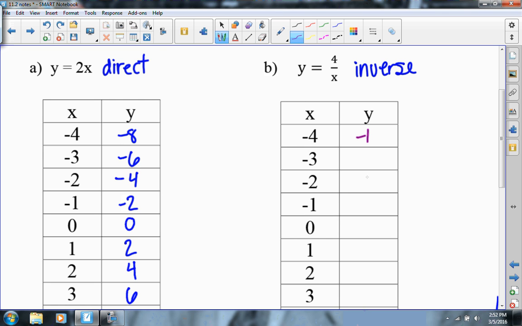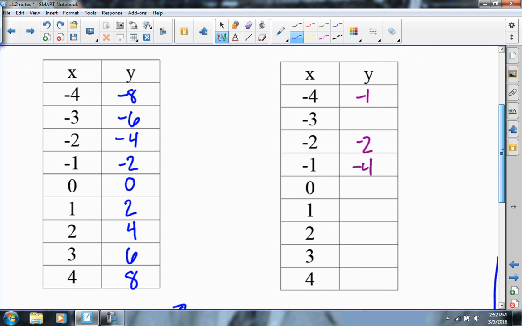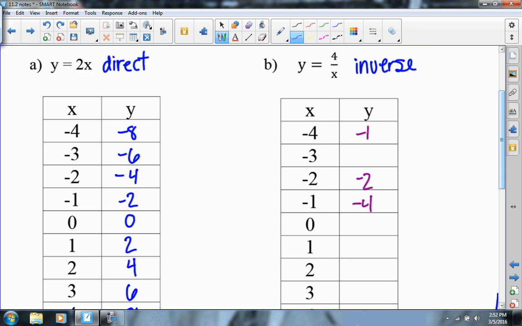4 divided by -2, that's going to be -2. 4 divided by -1, that's going to be -4. So notice that my numbers are getting bigger, but they're still negative, so we're getting bigger negative numbers. Now here, the interesting thing is when you go to substitute in 0, 4 divided by 0 is undefined. Can't do it. It doesn't exist.